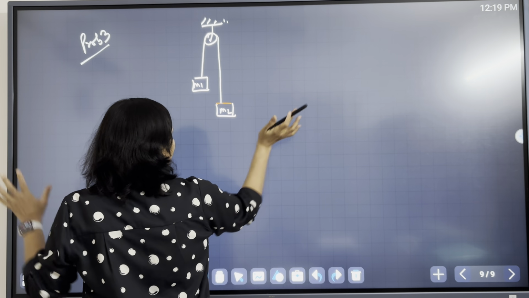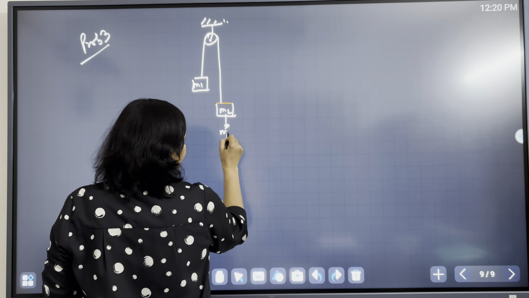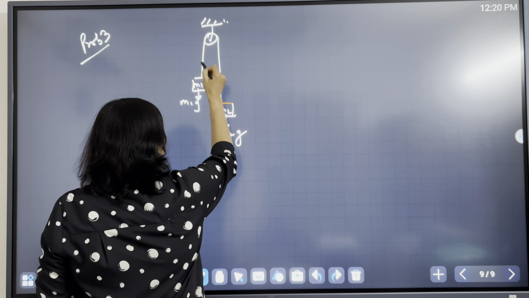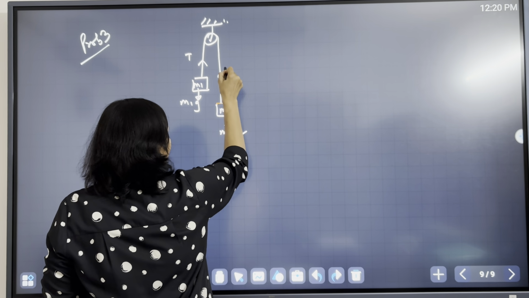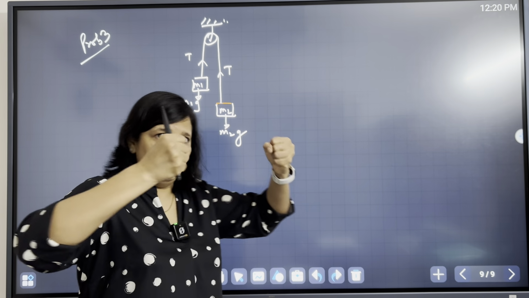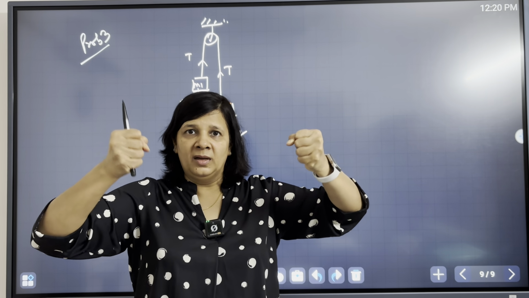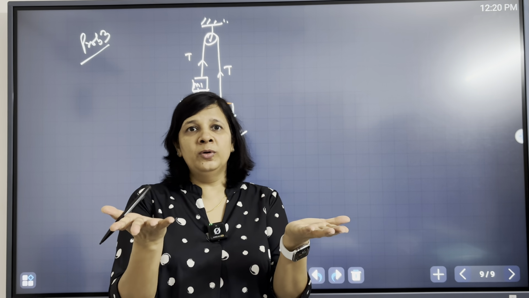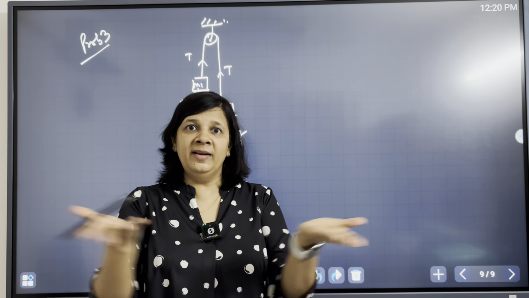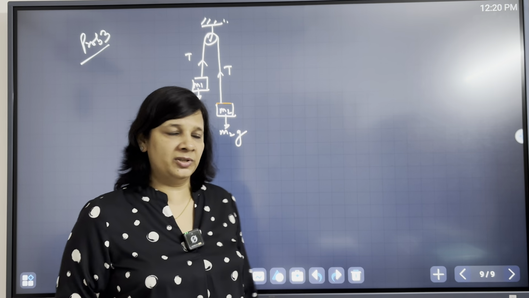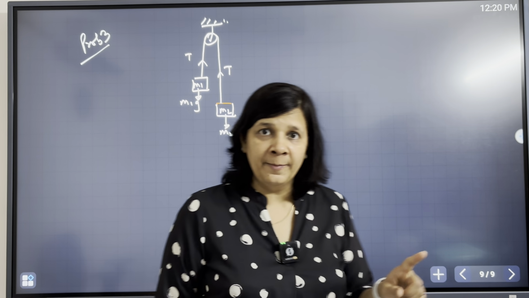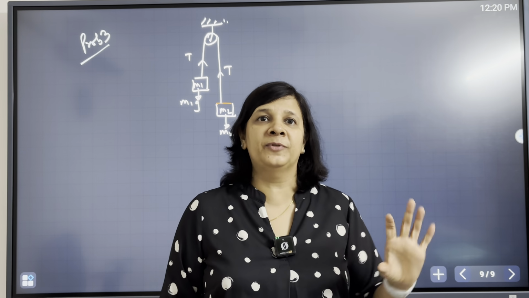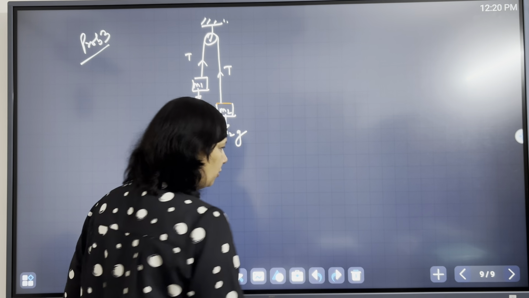So what are the different forces acting on this object, on this system? M2G, M1G, tension is upwards in both, right, because the rope is pulling both the blocks. So now both the blocks I am holding in my hand. As soon as I release the system, what is the acceleration? In all the questions, right, we are calculating the acceleration immediately after release. Okay, this I forgot to mention.